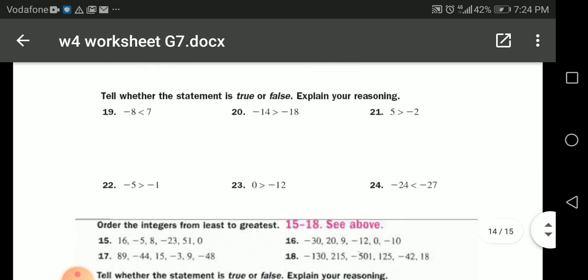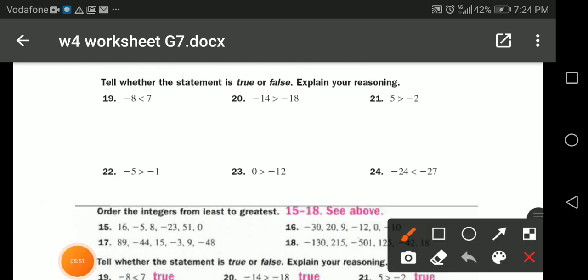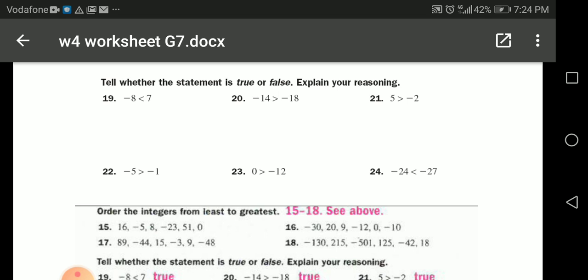If he tells you to say whether the statement is true or false, explain your reasoning. -8 is less than 7, right? Because the negative is always less than the positive. -14 is greater than -18, right? That's a right question.